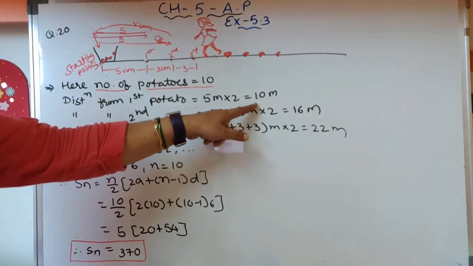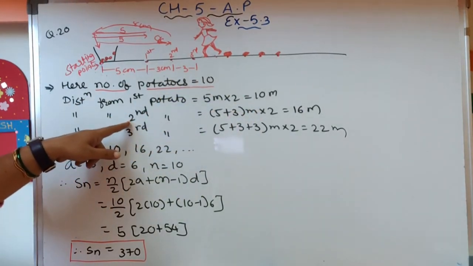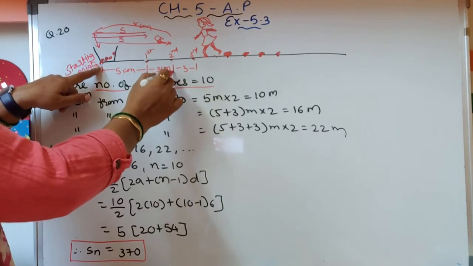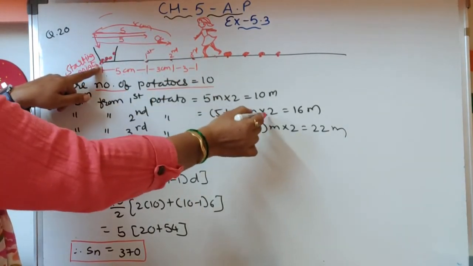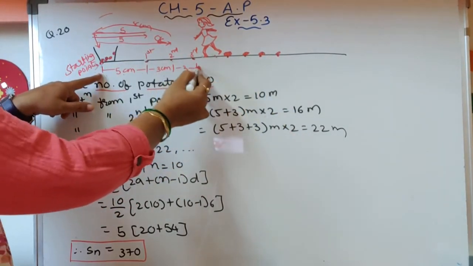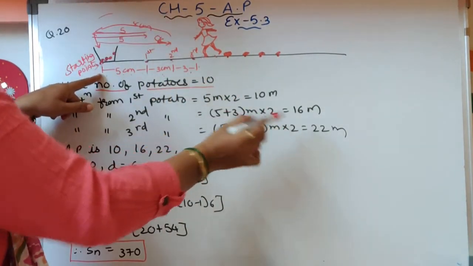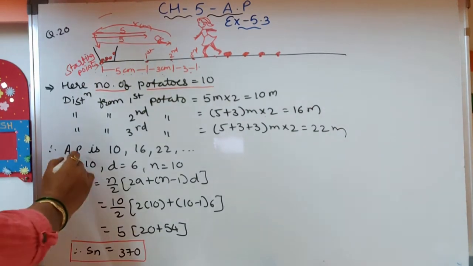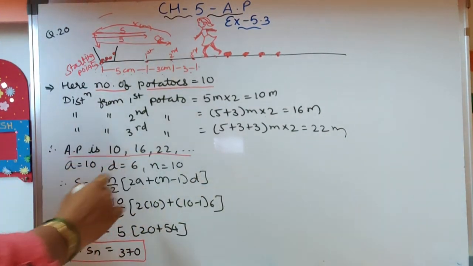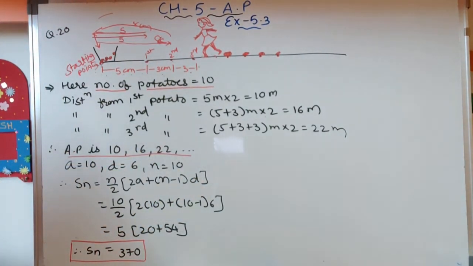So 10 centimeters. Now for the second potato, what is the distance? 5 plus 3, and it is 2 times, so 16. Now for the third one, 5 plus 3 plus 3, and it is again 2 times, so it is 22. So like that we get an AP: 10, 16, 22, and so on.